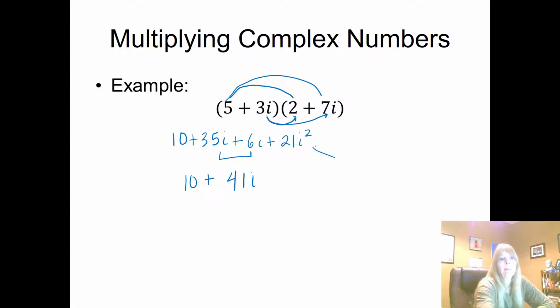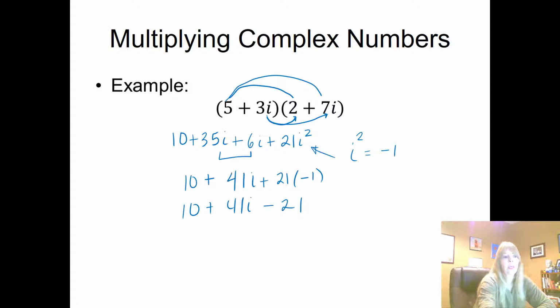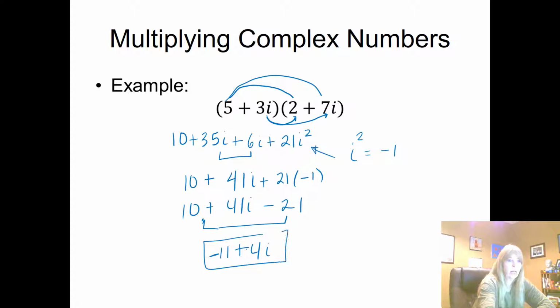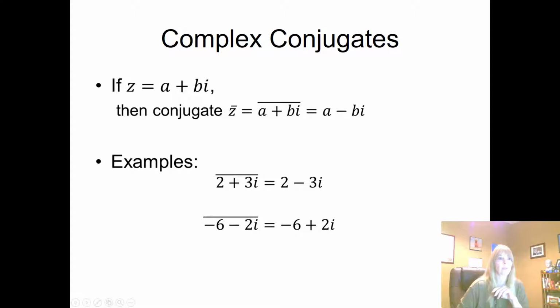And then remembering that i squared is -1. So this becomes 21 times -1. Or it becomes 41i minus 21. And now I can collect these like terms. So I end up with negative 11 plus 41i for my final answer. All right, so this is probably the only piece you have to remember: whenever you see an i squared, change it to -1.